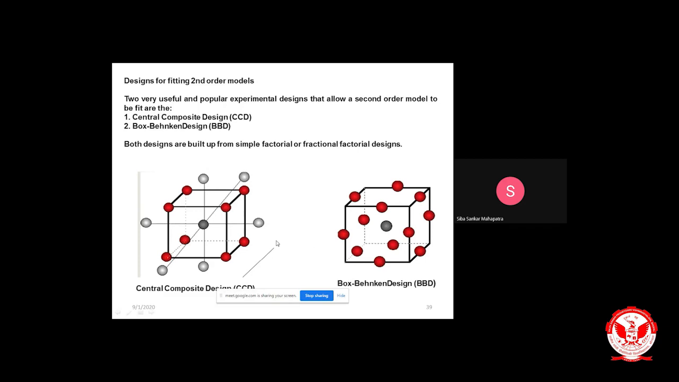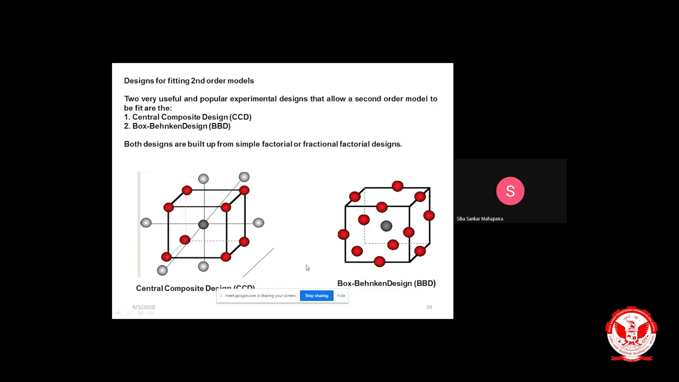You can have another type of design that is known as the Box-Behnken design. This is for three factors. In the Box-Behnken design, nothing is at the corner point, but all the points are at the middle of the face. In each face, there will be 4 points, and in the face at the middle point. Okay, so this is what we call Box-Behnken design.